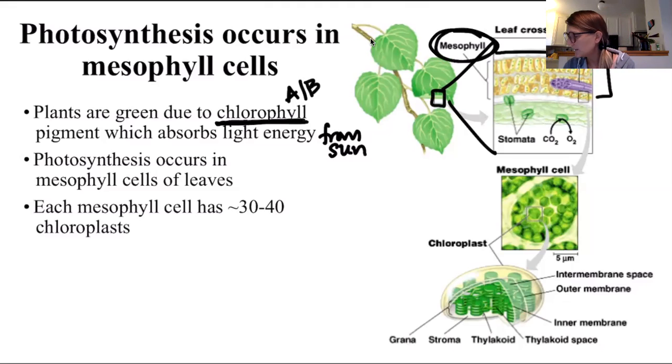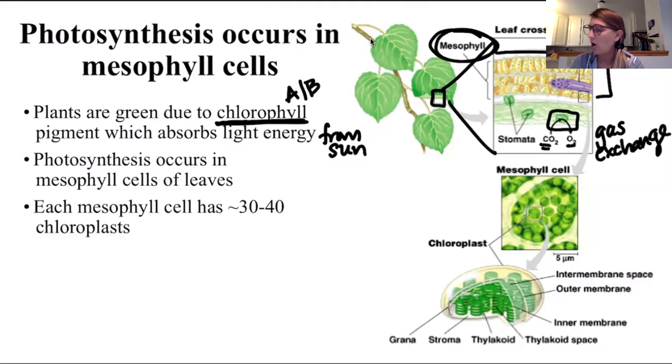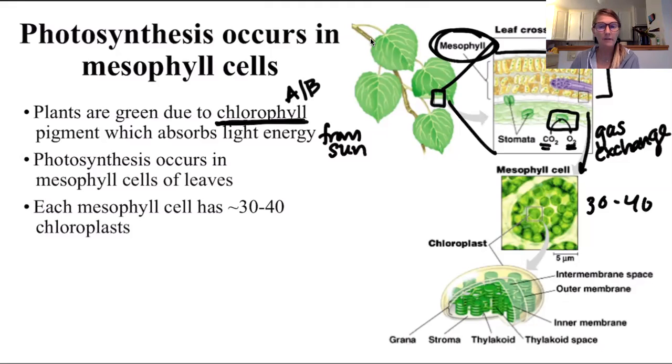On the underside of the leaf, we have these little tiny openings called stomata, and that is for gas exchange. Plants are going to take in carbon dioxide, and they're going to give off oxygen as waste, which is awesome because we need oxygen as one of the reactants for cellular respiration. In a single mesophyll cell, shown here, they have about, you don't have to know this number, 30 to 40 chloroplasts. A chloroplast is an organelle in the plant cell that has many structures, which we're going to talk about in the next slide.